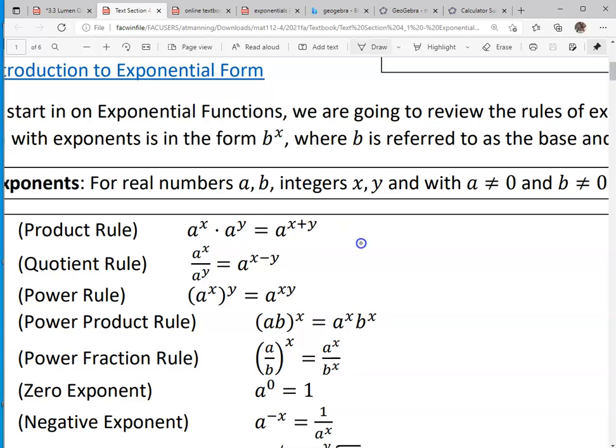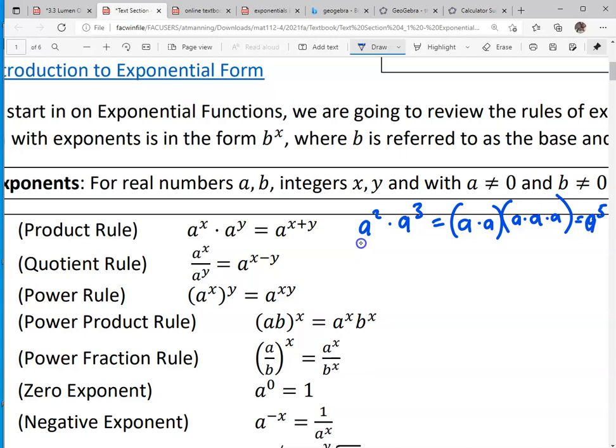Remember that whenever I see this, let's do an example. A squared times a cubed. Remember, a squared is the same as a times a, and a cubed is the same as a times a times a. So these two multiplied basically give me 5 a's multiplied together, and we see that as a to the 5th.